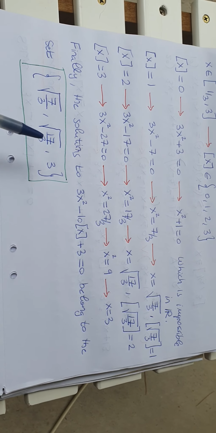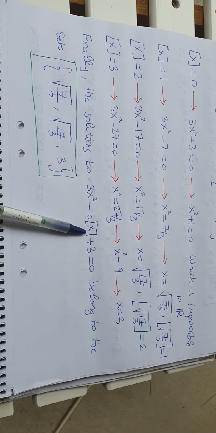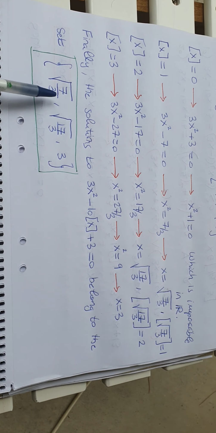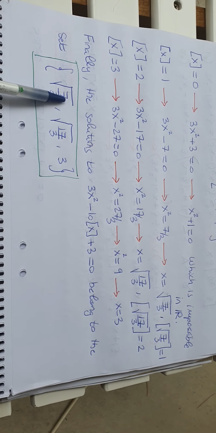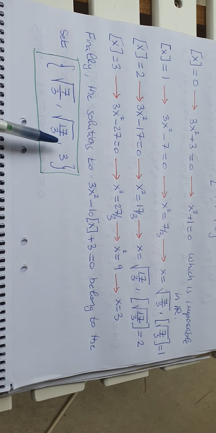So to sum up, the solutions to our original equation are the square root of 7/3, the square root of 17/3, and 3.